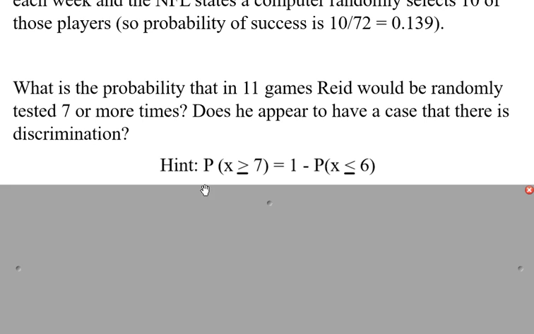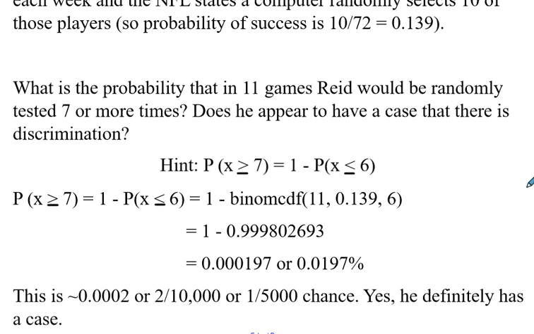So we want to find the probability that there were 7 or more successes. Well, instead of finding 7 or more, I can find 6 or less and then subtract those. And I can use this binomial in order to calculate that. So give it a try, come back, see how you did.